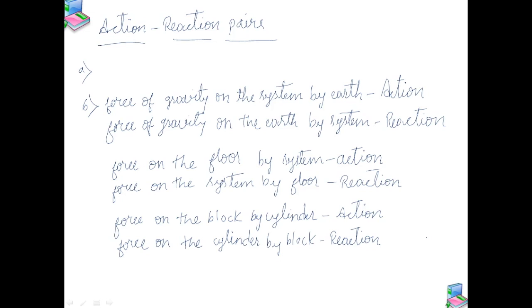So this action reaction pair always consists of mutual forces which are always equal and opposite between two bodies, not in the same body. That is the important thing that we should always remember. These are mutual forces which are equal and opposite between two bodies. So the free body diagram is also very helpful in solving the problems of mechanics. Okay, so this completes the laws of motion.